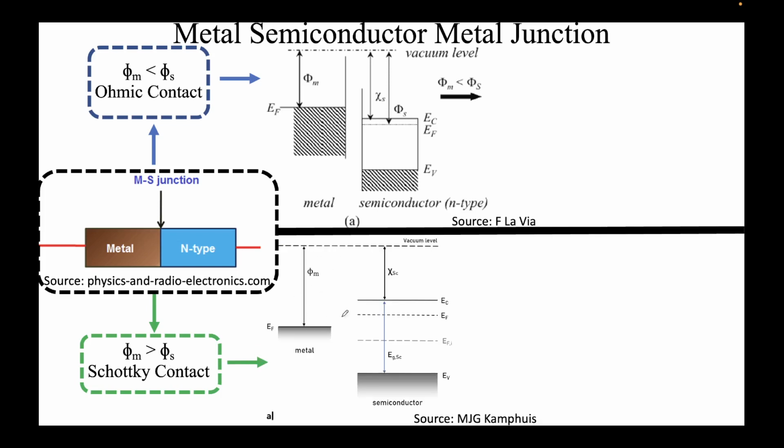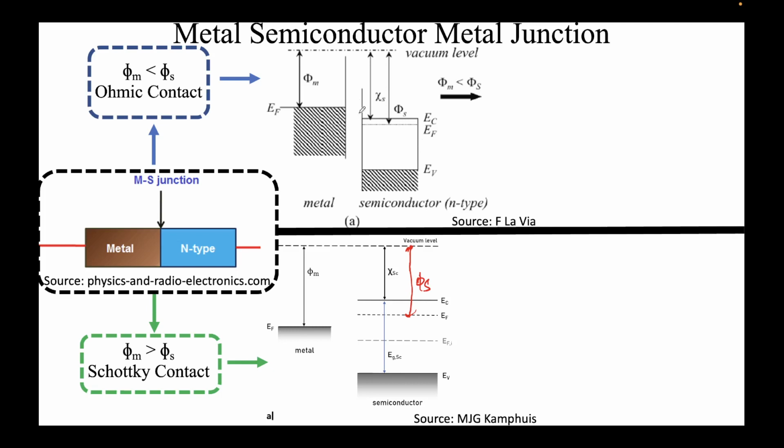So this is the phi m, and you can clearly see this is the phi s. I'll denote phi s here. You can clearly see that phi m is greater than phi s. This chi is the electron affinity, Eg is the band gap, and Ec and Ev, as we know, are the conduction and valence band respectively. When this kind of junction is formed, it is known as a Schottky contact.